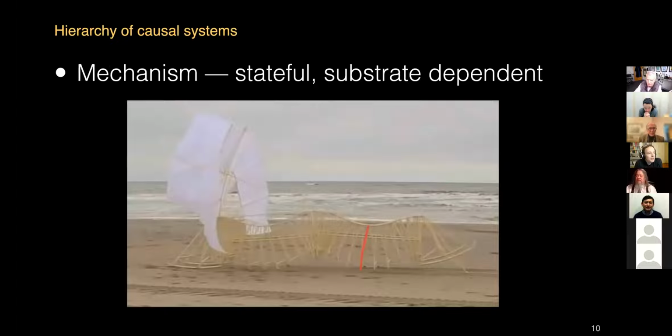If you look at a mechanism that is slightly more complicated than an automaton, that's usually a stateful thing, and it is entwined with a substrate. Here I use as an example the famous machines by, sorry, my brain is blanking out.